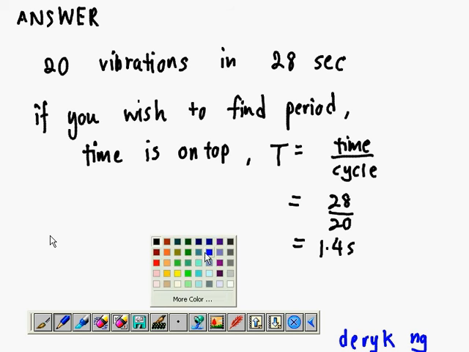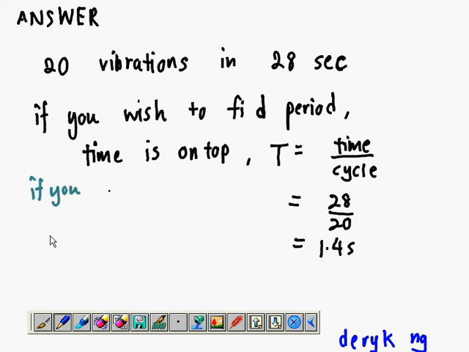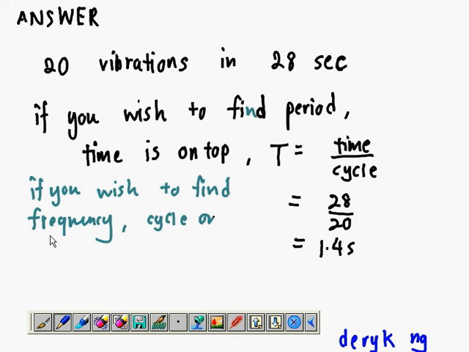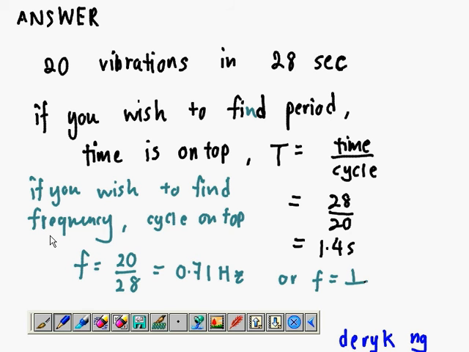Then if you want to find the frequency, how frequently the vibration takes place in 1 second, so basically vibration divided by time, so vibration should be on top. So 20 divided by 28, so the answer is 0.71 Hertz. Or you can simply use the formula f equals 1 over T, which gives you 0.71 Hertz.